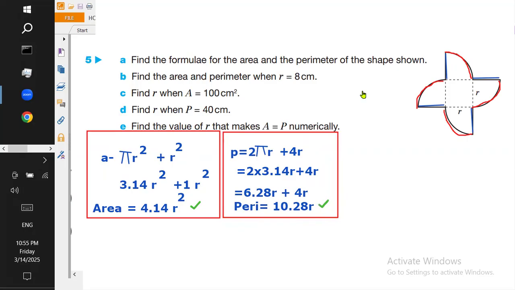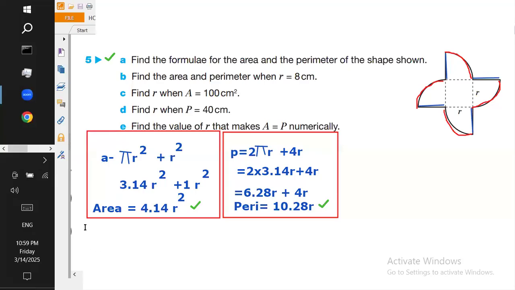Now, for this question, after finding the formula of the area and the formula of the perimeter, you have to use it to answer the questions. So we found the answer for question A, which is finding the formula of the area and the perimeter. Now we're going to use them. Question B: find the area and perimeter when R equals 8. So basically, just plug 8 in for the R here and find the area and the perimeter.